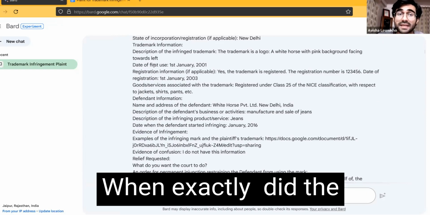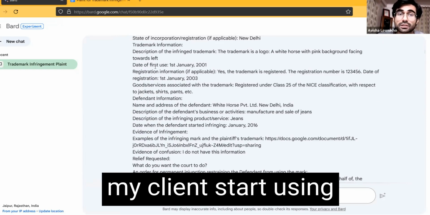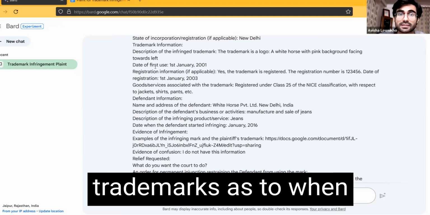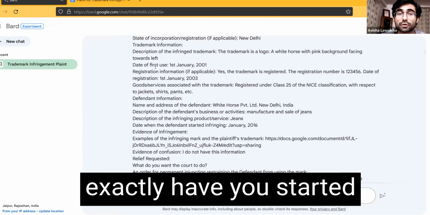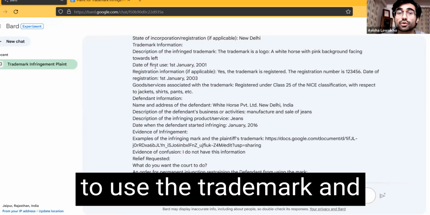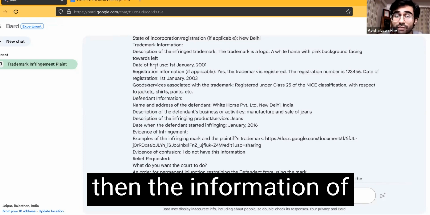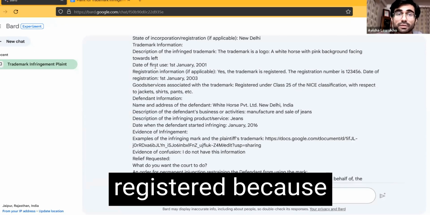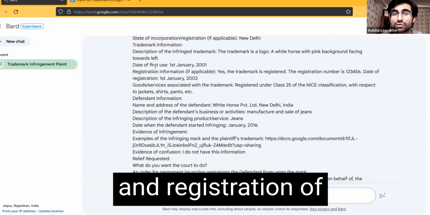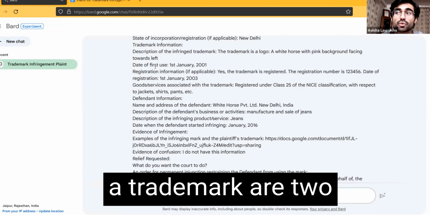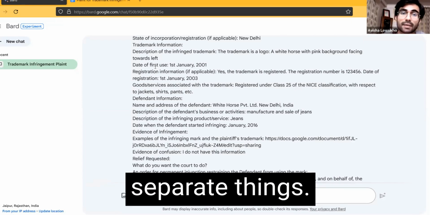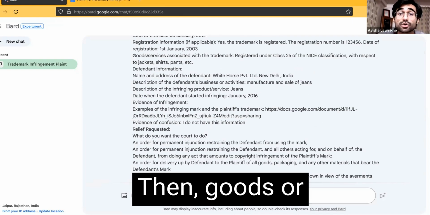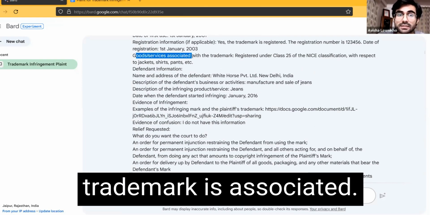When exactly did the plaintiff, basically my client, start using the trademark? This is very, very important information when we talk about trademarks, as to when exactly have you started to use the trademark, right? And then the information of registration. When exactly was my trademark registered? Because use of a trademark and registration of a trademark are two separate things, and both of them are very important. Then goods or services with which my trademark is associated.